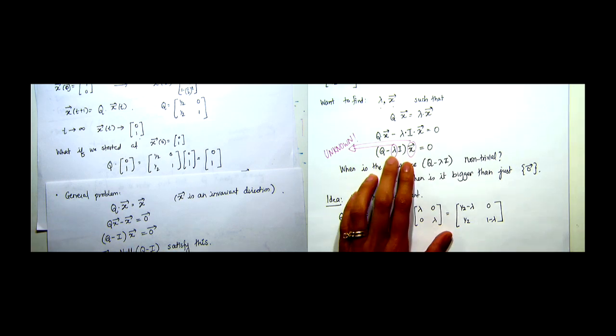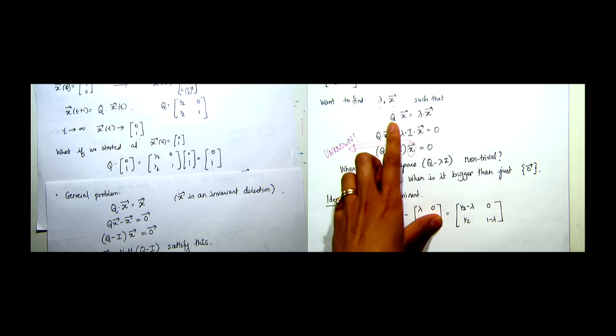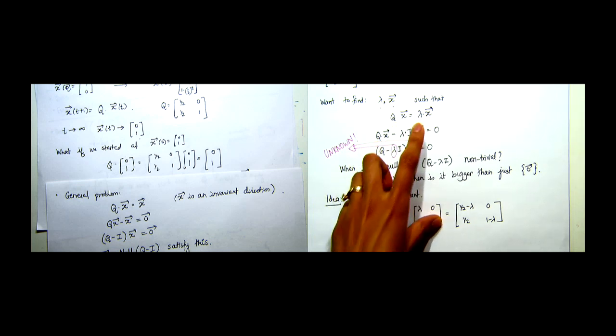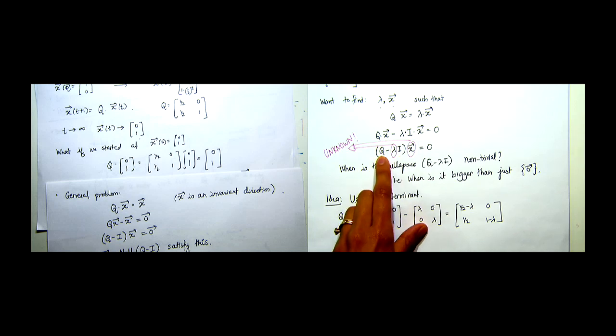In the same way, instead of just having Q times x equal to x, we want Q times x equal to lambda x. That's equivalent to finding the null space of Q minus lambda I, right? But the only x that trivially satisfies this equation is zero. If we have zero people on each website, no matter how many times you run the pumps, you're still going to have zero people on each website. But that's not a very interesting setup.